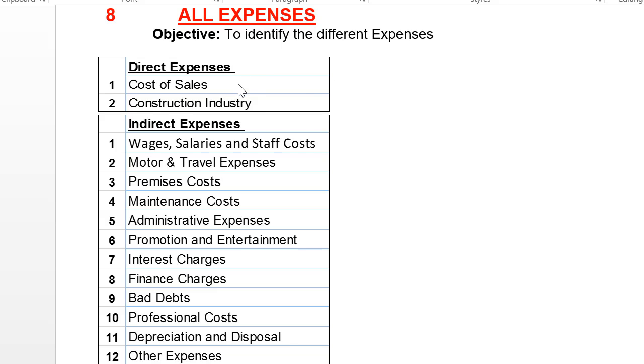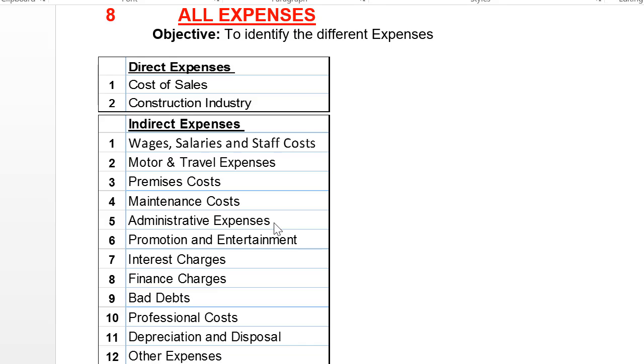Number one is for cost of sales. Then we have construction industry. Cost of sales are those expenses, the cost of what was sold. Number two is construction industry in cases of subcontracting, then wages and salaries, motor travel, premises costs. This is rent, electricity, gas costs, all those security, those are premises costs. Then maintenance costs for premises and fixed assets. Administrative or office expenses. Postage is a good example.